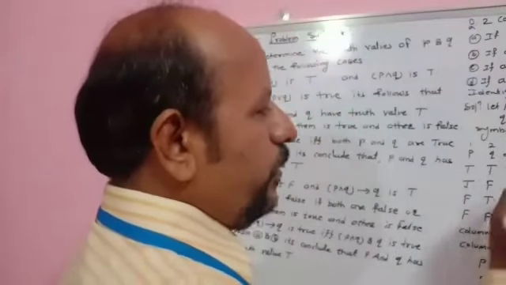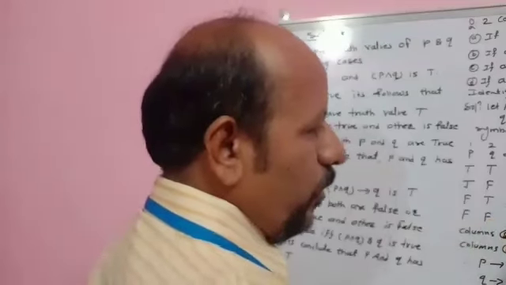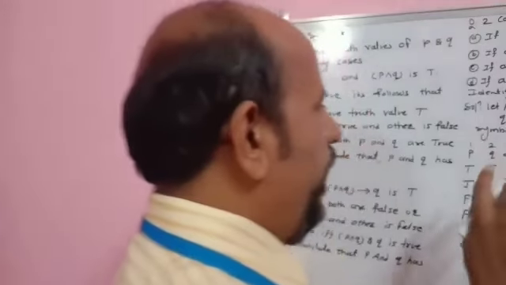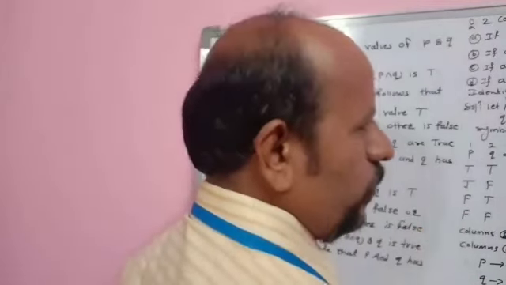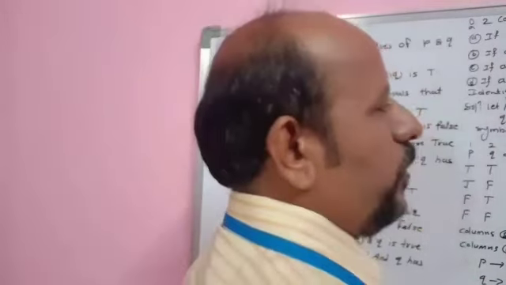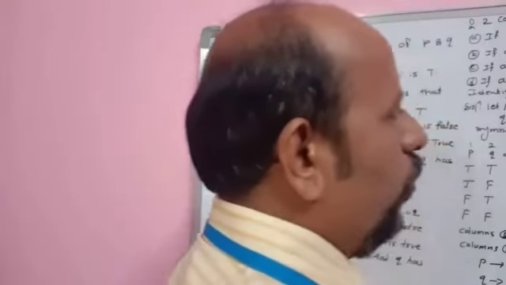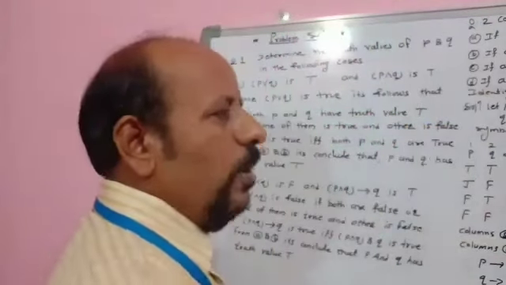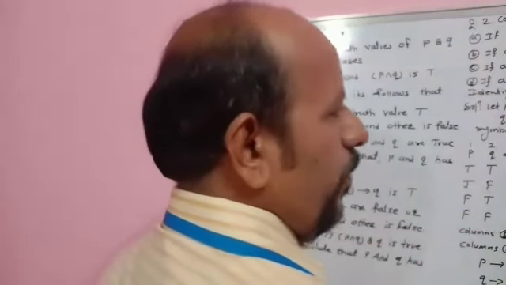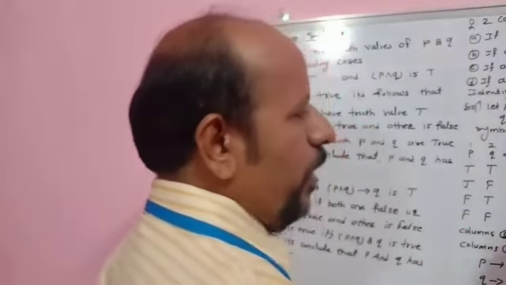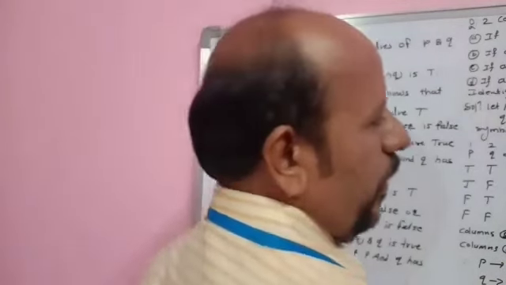Negation P implies negation Q: T, F gives F, otherwise true. Q implies P is T, F, F, T, otherwise true, and negation Q implies negation P is T, F, T, T. When we observe all the columns, we get column number 5 and column number 8 have identical truth values: TFTT and TFTT.